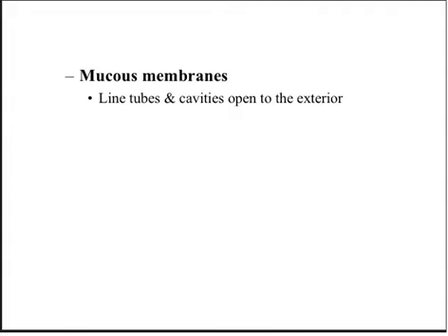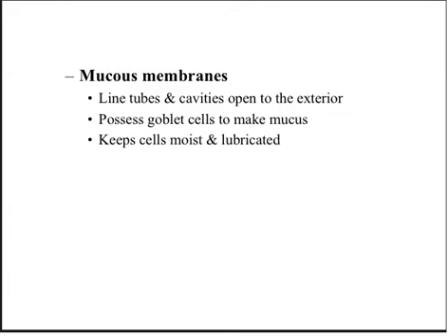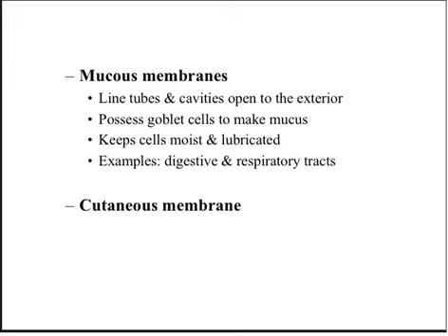Mucous membranes line tubes and cavities open to the exterior, such as in the respiratory and digestive system. And they have goblet cells that generate mucus, which keeps the cells moist and lubricated, and it also traps particulates and pathogens so that they don't produce damage to cells and tissues that aren't designed to withstand it, specifically, for instance, in the respiratory system. Examples include the mucous membranes of the digestive and the respiratory tract.